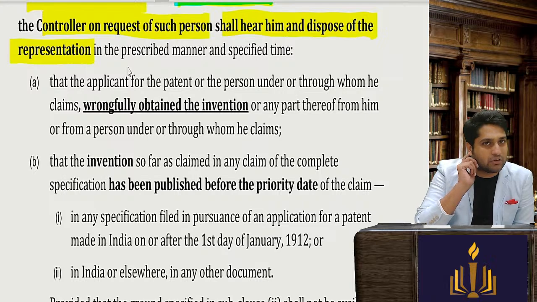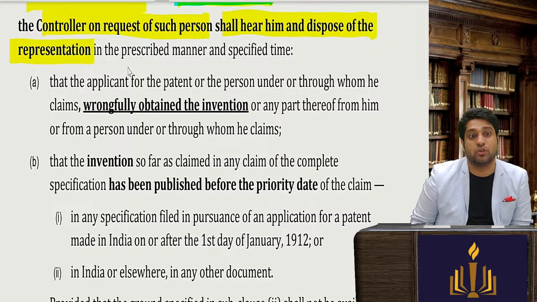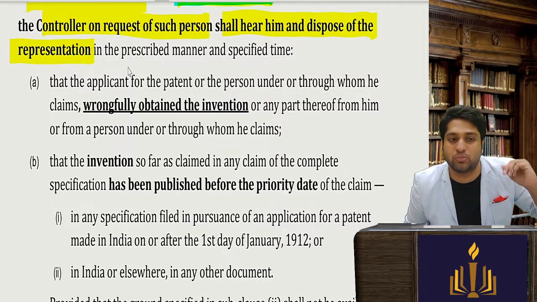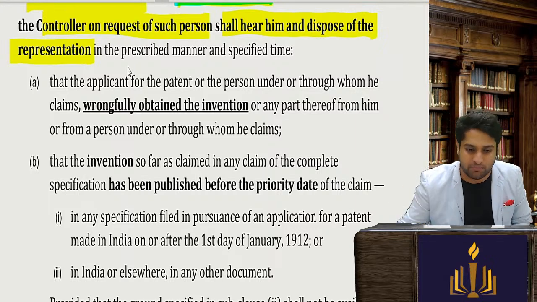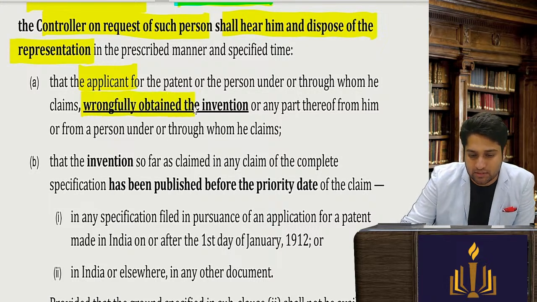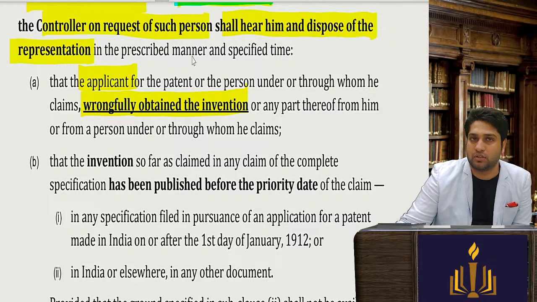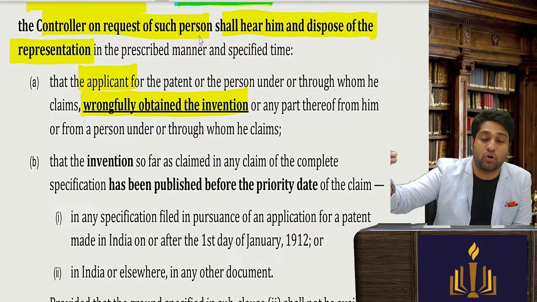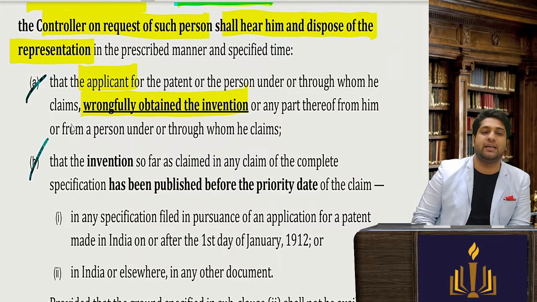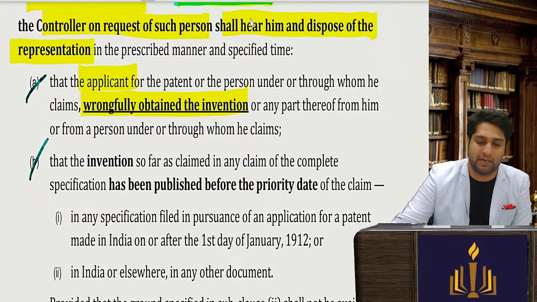And if you go to see, the grounds for pre-opposition and post-opposition are almost the same. So with one stone you will kill two birds. So let's see, all the conditions are important. First, the opponent can say that this person has wrongfully obtained the invention. So we can say that the applicant has wrongly obtained the invention. He must have hacked my email ID and obtained it, etc.